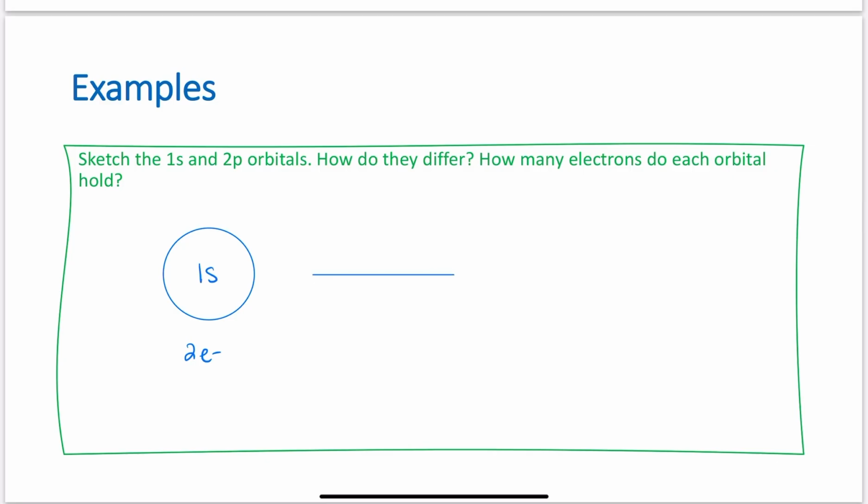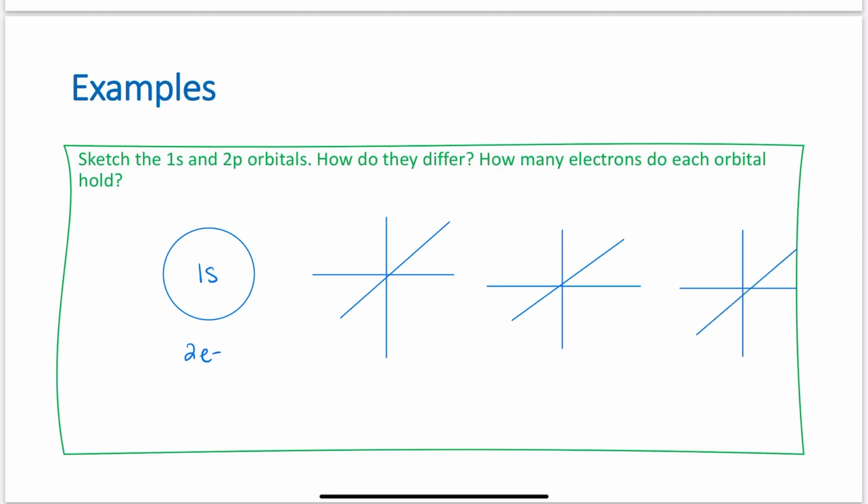Your p orbitals, let's count this, x, y, z, x, y, z, x, y, and z. So you have your px, which they look like a dumbbell shape.